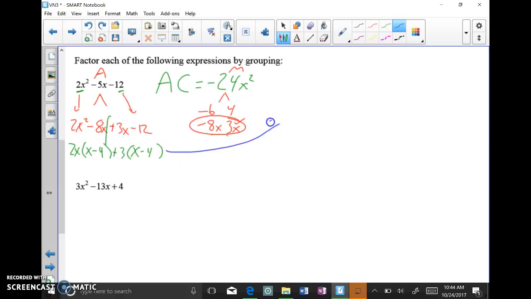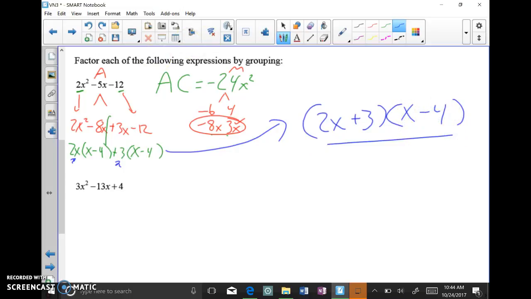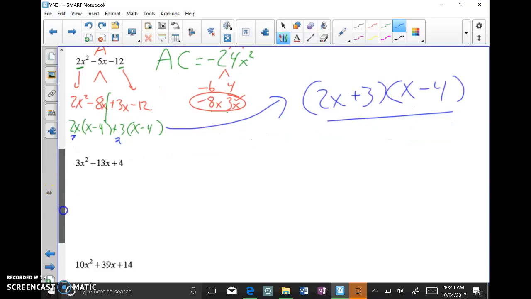So the final answer, I'll just write it over here because we got plenty of space over here, is I'm going to group the 2 GCFs, 2x plus 3, and write the common quotient, x minus 4. That's the answer. Let me do another.